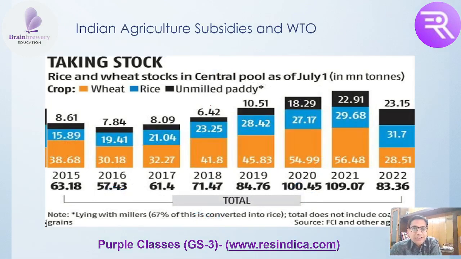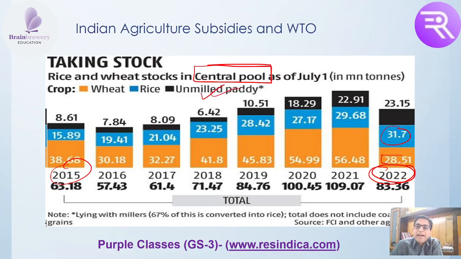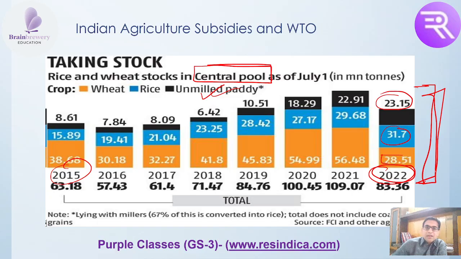Now this is the stock limit in 2015 and in 2022. The source is the FCI. If we see the stock of the central pool, wheat is around 28.51 million tons, rice is 31.7, and unmilled paddy is 23.15 million tons. That has been kept at the central pool. That is the stocking limit of this.